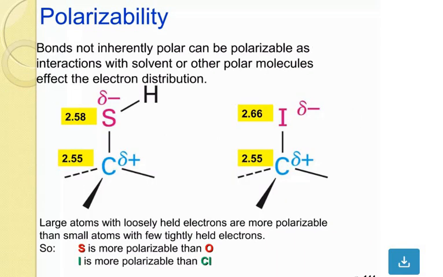So a bond not inherently polar can be polarizable, as interaction with the solvent or other polar molecules affects the electron distribution. You can see here the sulfur has electronegativity 2.58, carbon 2.55, and hydrogen. In carbon and iodine, iodine is partially negative, 2.66 and 2.55. What does it mean? Large atoms with loosely held electrons are more polarizable than small atoms with few tightly held electrons. So S is more polarizable than oxygen, I is more polarizable than chlorine.